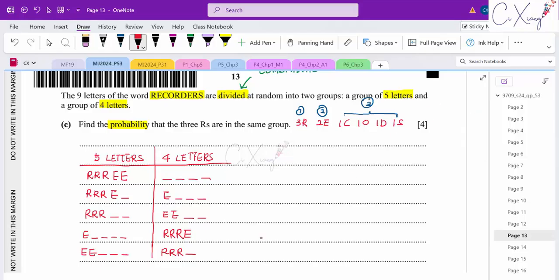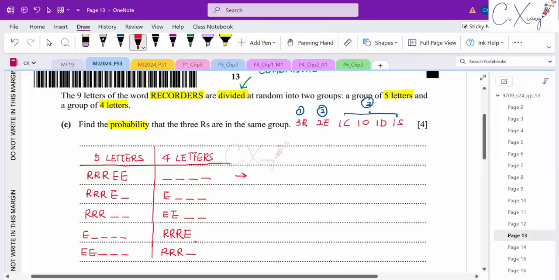Okay, alright, so we try to list out all the possible results first. Usually if you want to list out all the possible results, you need to be very careful, especially when you are having identical letters in your group, in the selection. So you have to consider the identical letters one by one, all the possible cases one by one. Okay, so for this one, how can I write out the answer or get the number of combinations for the first case here? So for this first case, all the 3 R are in the 5 letters group. That means for all the 3 R, you choose 3 of them and put them in the group of 5.